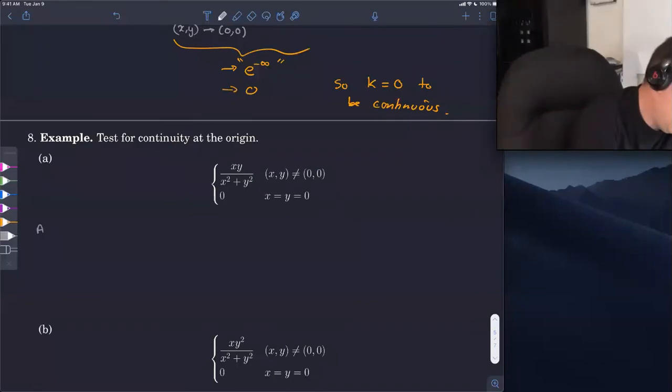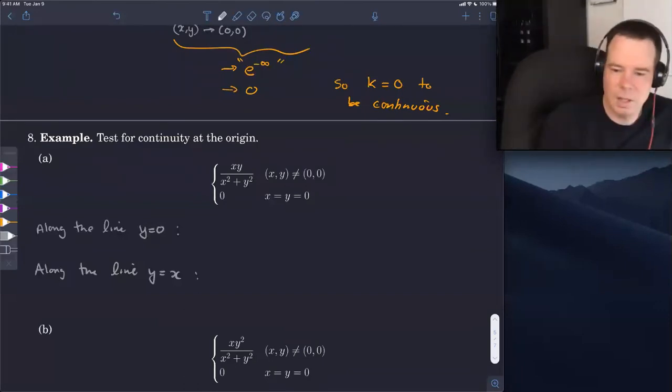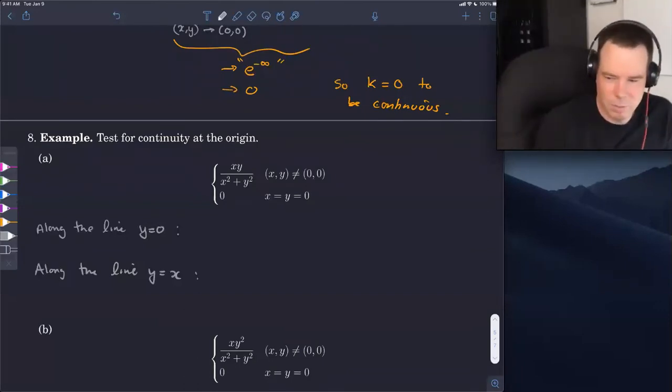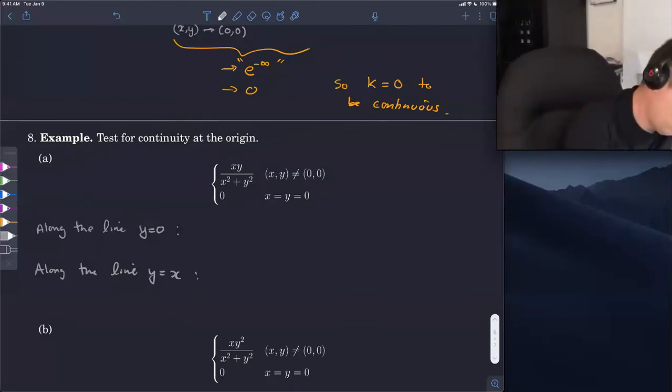I'm going to give you some hints here. Let's go along the line first, y equals 0. And then second, go along the line y equals x. So I want you to tell me, if you go along the line y equals 0 and approach the origin, what is your function doing? So that is, we are looking at f of x, 0. And this one is we are going along the line y equals x. So we are looking at the values f of x, x.